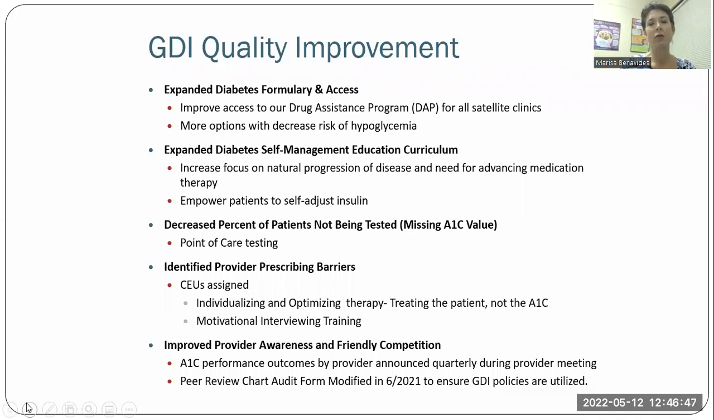Some of the different QI projects. Again, all these projects are team-based. One person cannot accomplish any of these projects. For example, we had patients in our Zapata clinic having to drive to Laredo to access our drug assistance program. And these are patients that need assistance with their medication. So they obviously don't have a lot of money. And so that didn't make a lot of sense.